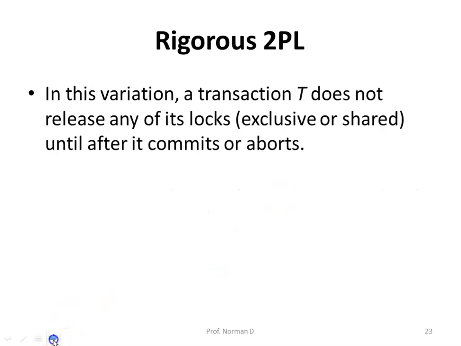And finally, we have something called the rigorous two-phase locking mechanism. Now in this, a transaction T does not release any of its locks, either read lock or write lock, or an exclusive lock or a shared lock, until after it commits or it aborts.